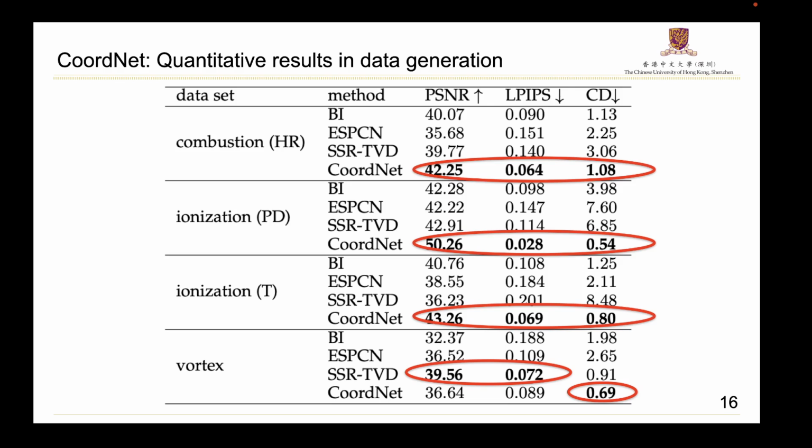And here are some quantitative results in terms of the PSNR, a data level metric, LPIPS, a rendering image level metric, and the chamfer distance, an isosurface-based metric. Here we compare our approach on four datasets, and for most cases, our approach achieves the best result compared with the rest of the methods.